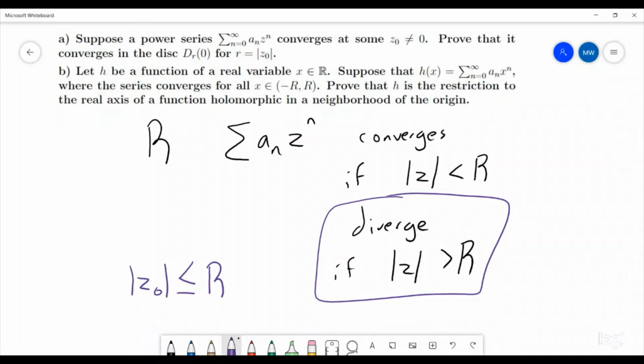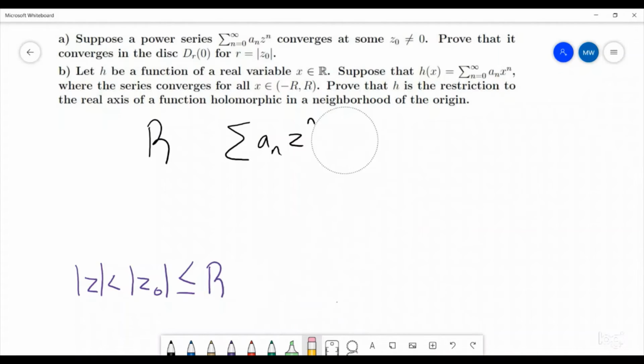We are only looking at the points inside the disk of radius equal to the modulus of z0. So we are looking at the points where the modulus of z is strictly less than the modulus of z0, which is less than or equal to r, which means it has to converge. Therefore, it must converge everywhere in the disk of radius r. Okay, does that make sense? I hope so. Now let's look at the next part.